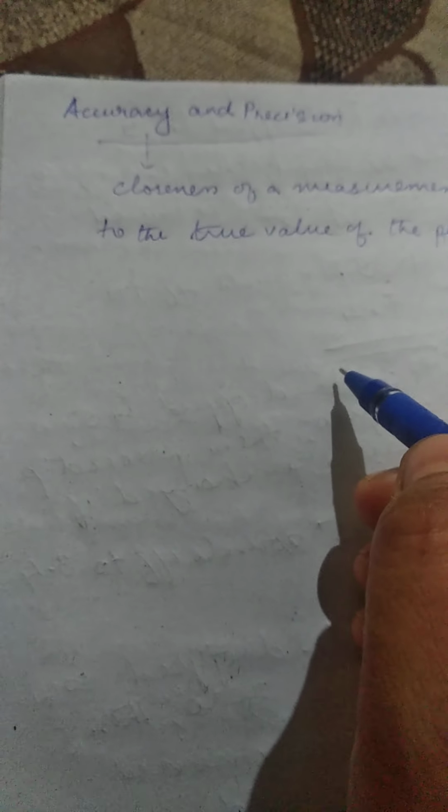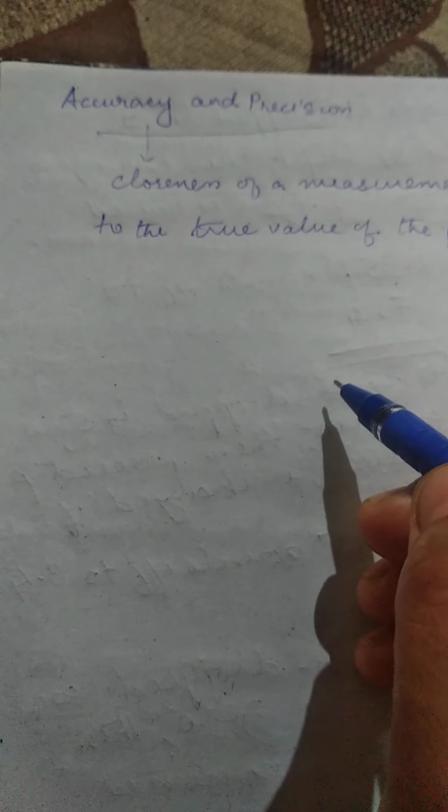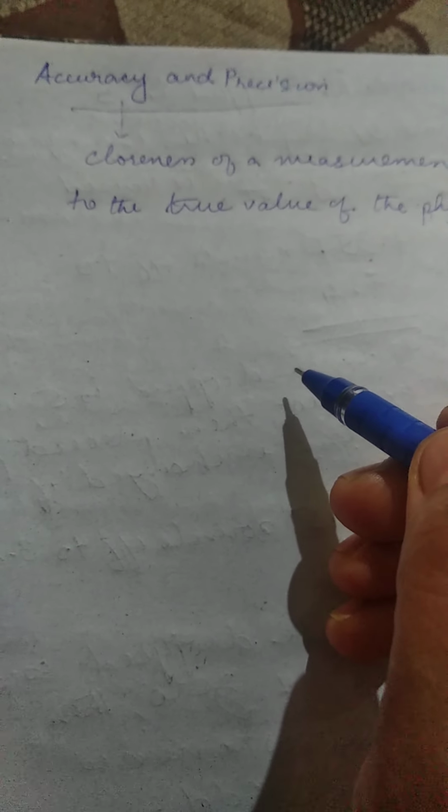Suppose the accurate measurement of a length is 1.5 meter, and with the help of the scale you are measuring, you are able to measure accurately up to 1.49 meter. That means your accuracy is up to 1.49. That is, you are very much near to the physical quantity's true value, but not exactly. So that is your accuracy, how accurate you are to the actual value.